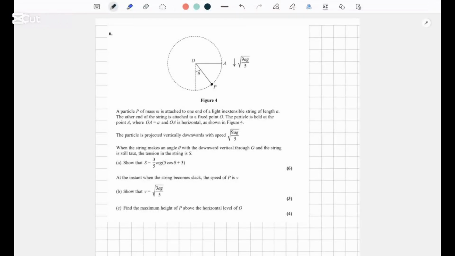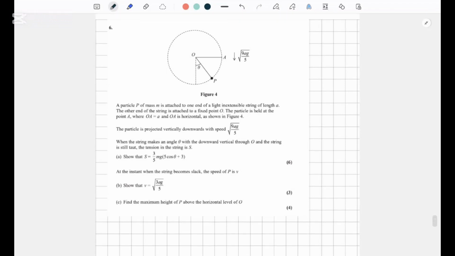Hi everyone. So I'm gonna do this circular motion question. This question is also from the mechanics past paper, 2022 May/June. I'll drop the code in the title, so you can go to the question and the marking scheme. So I'll be doing this question today. As you can see, it's 6 plus 3 plus 4, that's 13 marks in total.